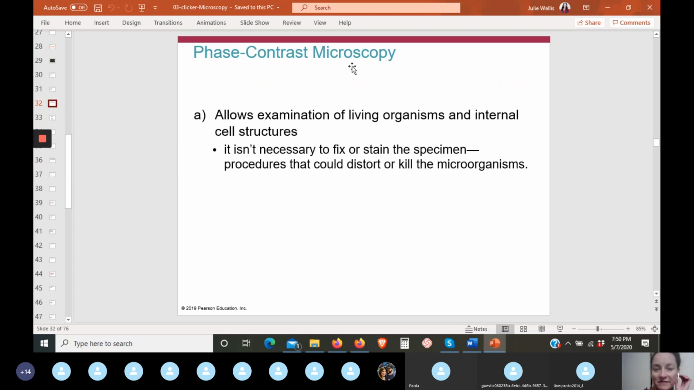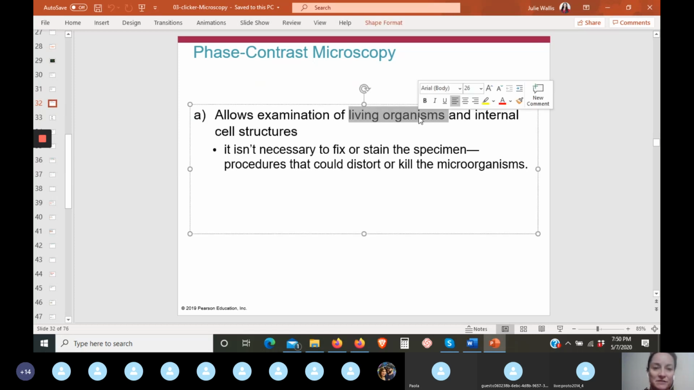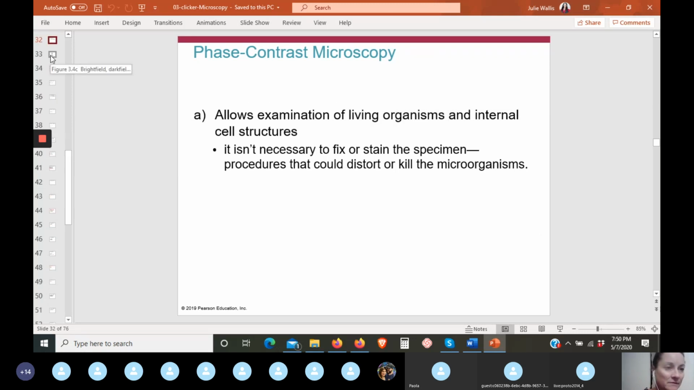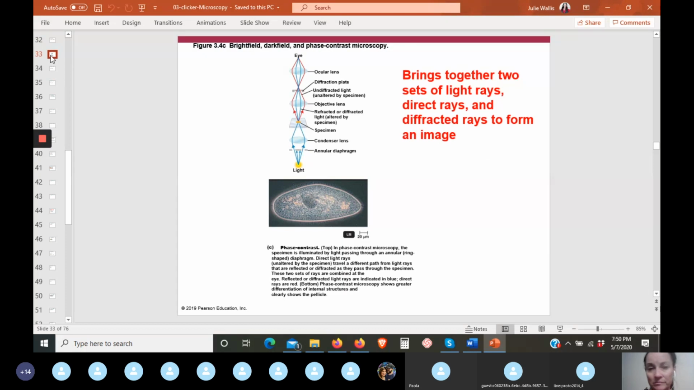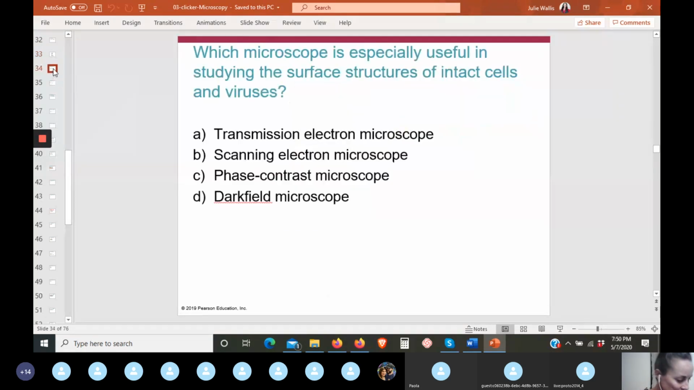One of the other benefits of a phase contrast microscope is that we can examine living organisms. Many times we have to fix an organism to the slide, which we usually do by lightly heating it, and that causes it to stick to the glass. And then we can look at the sample, but the problem is that it kills the organism. So you can't look at a live organism with many different types of staining and microscope types.